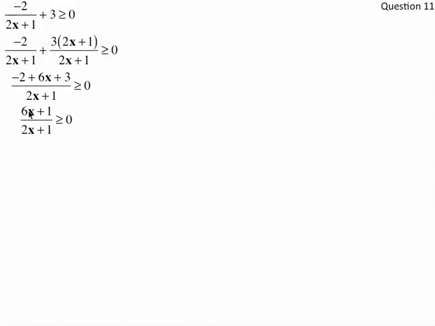I'm going to take the important parts, which is 6x plus 1. We want to know when that's equal to 0. I'm going to get the 6x alone by subtracting 1 from both sides, and that gives us 6x equals negative 1. Then I'm going to divide both sides by 6, so x is equal to negative 1/6.